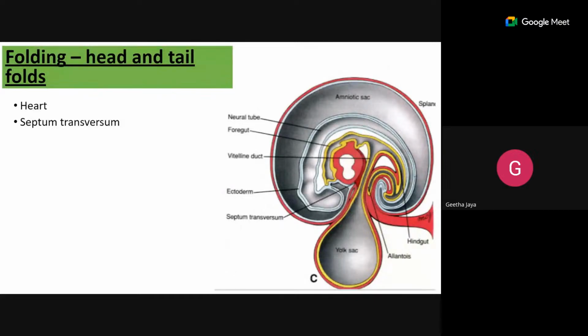From the endoderm, from the gut, the parenchyma of the liver grows into the septum transversum. That tissue is from the endoderm, whereas the connective tissue part of the liver, and also some other tissues, are formed from the septum transversum.